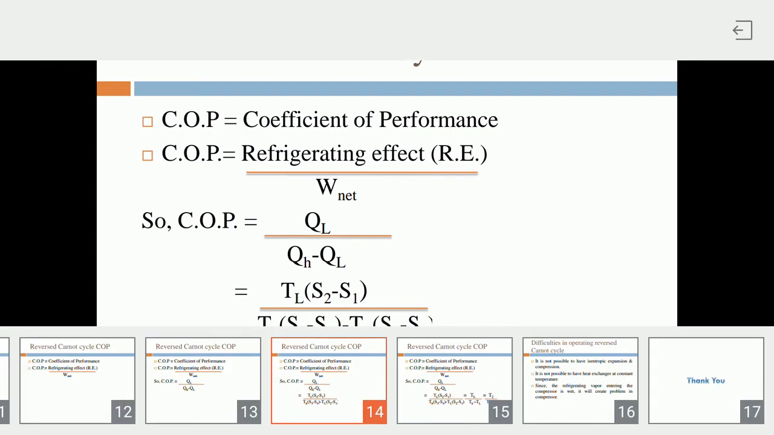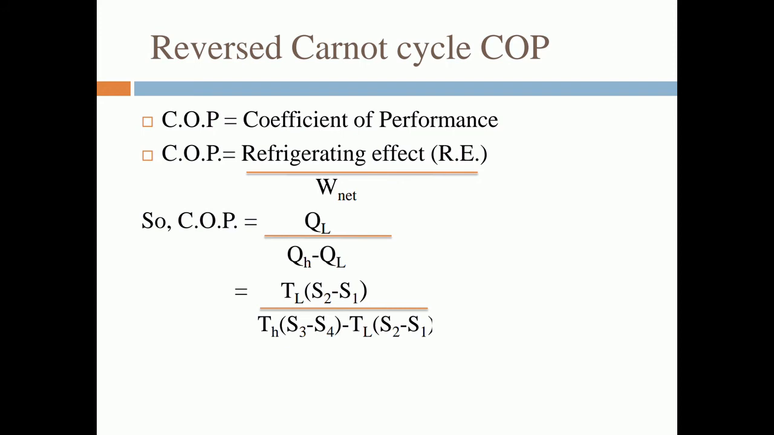Then again QL is TL into S2 minus S1. As we know, S3 minus S4 is also S2 minus S1 from the reverse Carnot cycle TS diagram. So that S2 minus S1 will be cancelled out and what remains is TL upon TH minus TL. When we do not want to use TL and TH and we have numbering, at that time we can also write T2 upon T1 minus T2 for the reverse Carnot cycle.